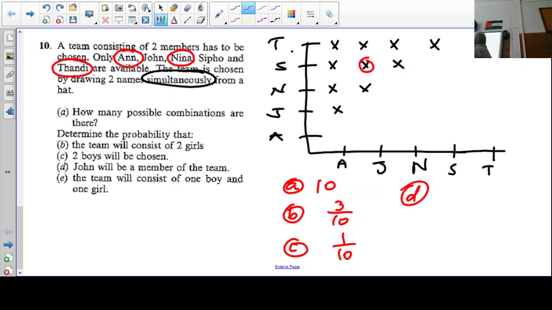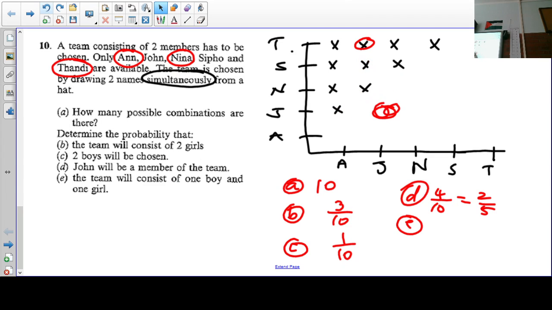D. John is a member of the team. So that one that we have here, we keep that one. So it's John. It can be John and Sipo, John and Nina, John and Tandi. It could be John and Anne as well. You all agree with that? So how many options do we have? 4 out of 10, which is 2 out of 5. You all okay with that?